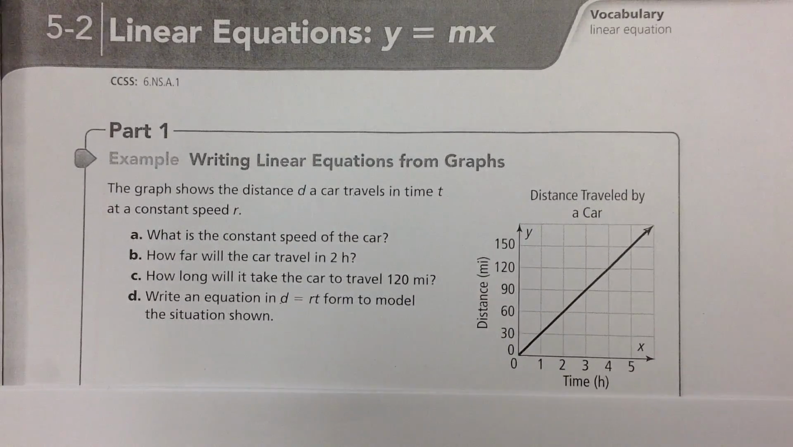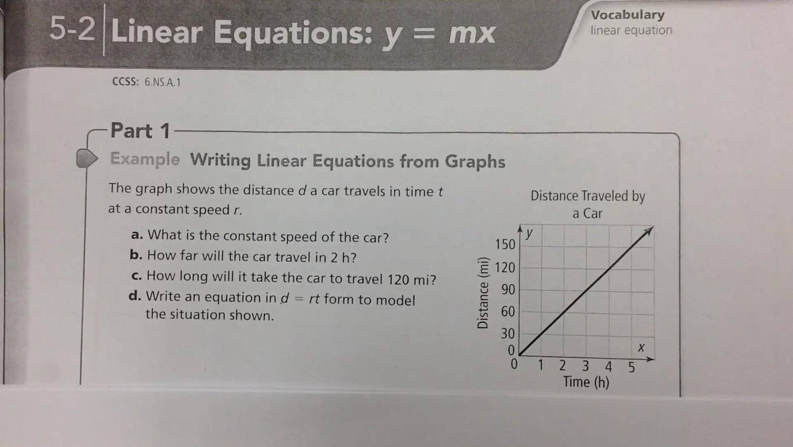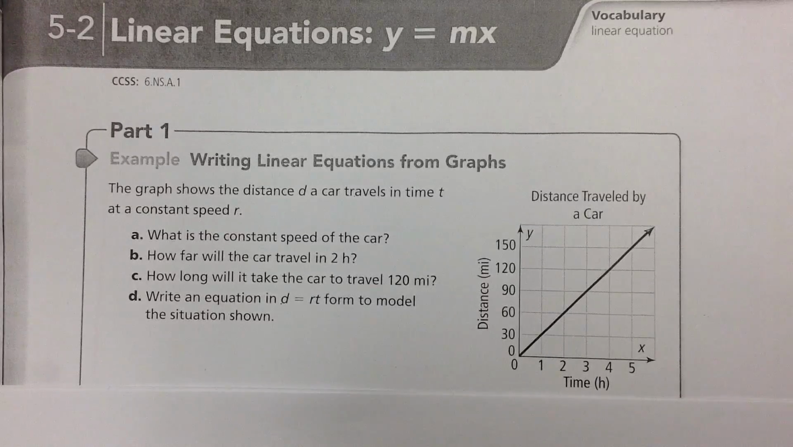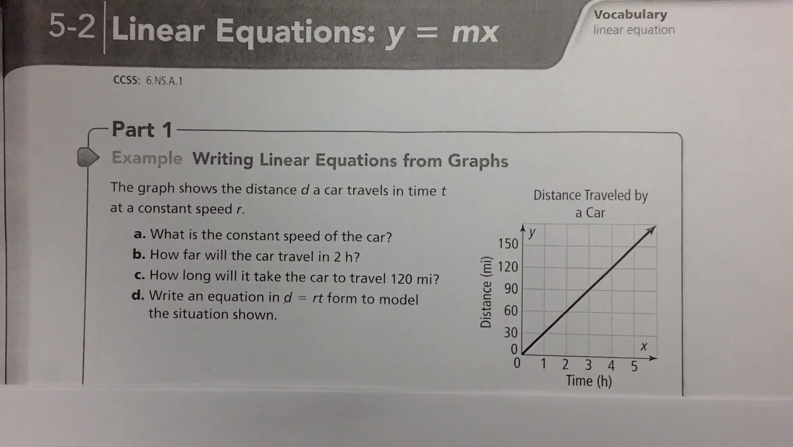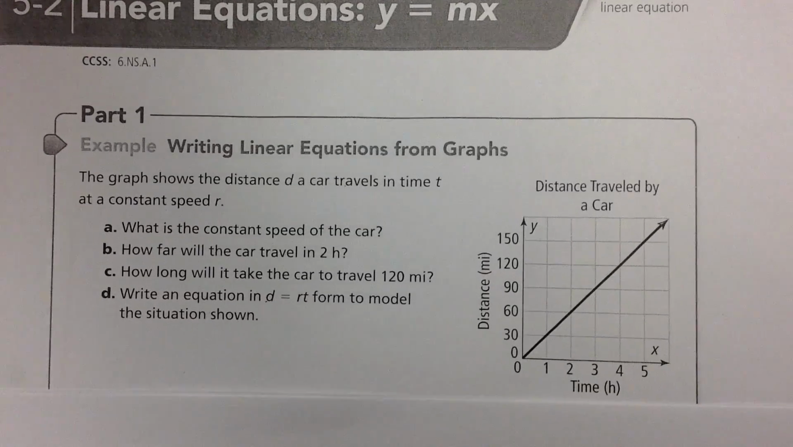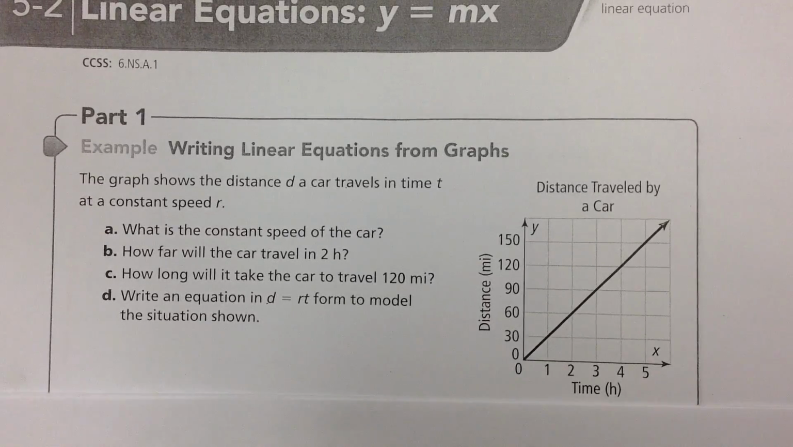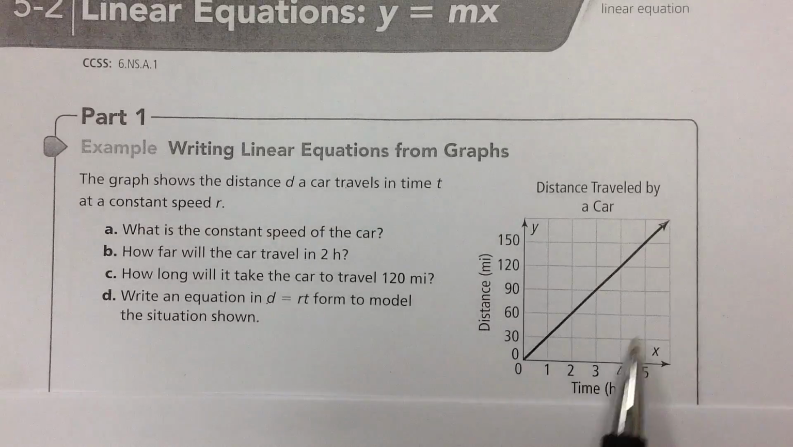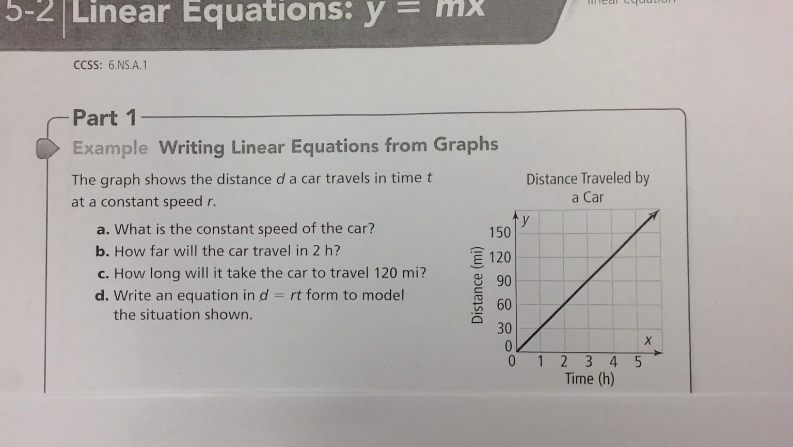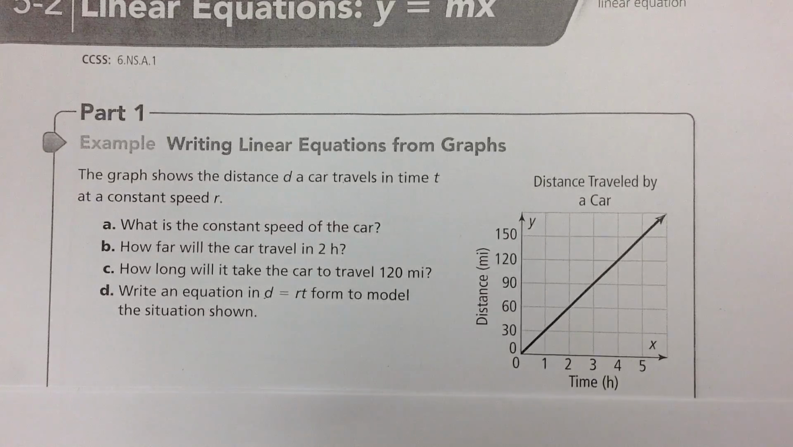Topic 5-2, linear equations in the form of y equals mx. Writing linear equations from graphs. The graph shows the distance d a car travels in time t at a constant speed r. So here we have a graph, the distance traveled by a car.